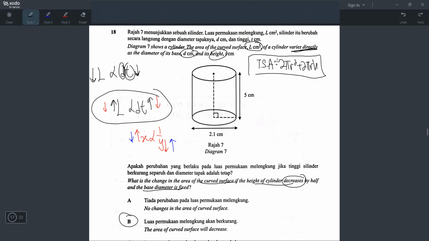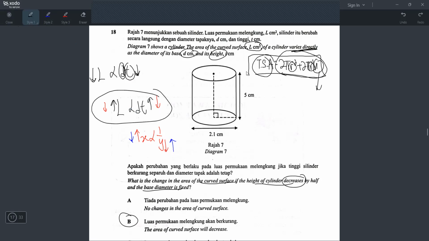Hey, imagine the formula for total surface area is this one. And I'm telling you that the height of cylinder decrease by half, but the diameter stay the same. Diameter stay same means the radius never change, but the height decrease by half. So what do you think will happen to your surface area? You use your logic brain also, you know.